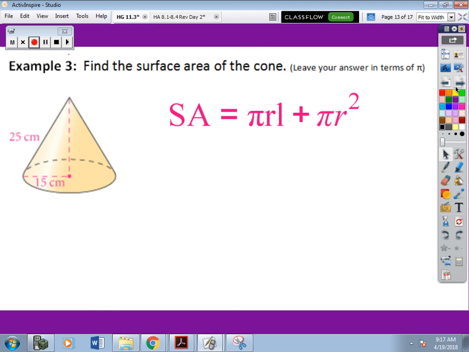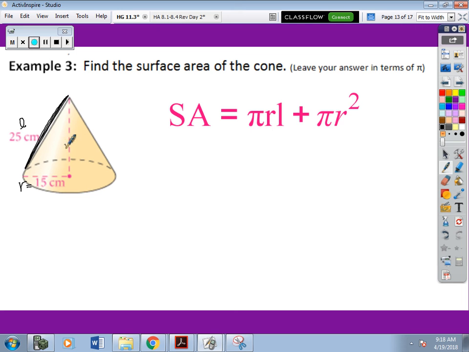Okay. Next one is a cone. And cones are pretty easy because you don't have to find big B. I mean, you do, but it's in the formula. So we have pi r L plus pi r squared. So our radius is given to us, that's 15. Is 25 L or H? It's L. If it's labeled next to the slanted part, then that's what it is.